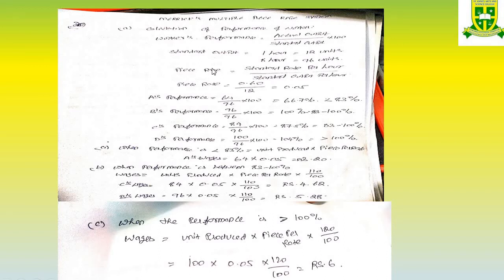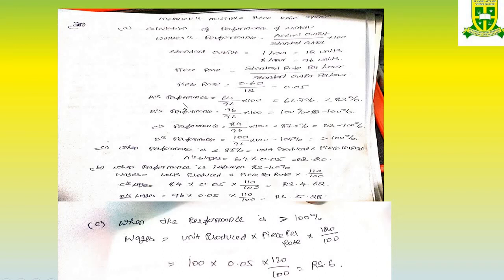Next step, the unknown information is the piece rate. So piece rate equals standard rate per hour by standard output per hour. Read the question thoroughly whether standard rate is given or standard piece rate is given. If the standard piece rate alone is not given, you apply this formula. The standard rate per hour is 0.60, standard output is 12, which will give the answer of 0.05.